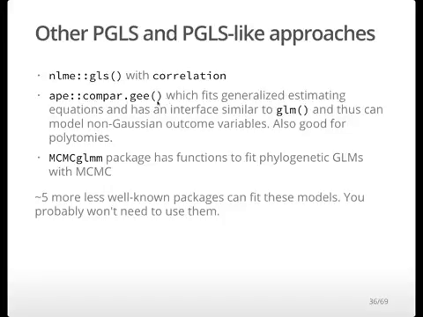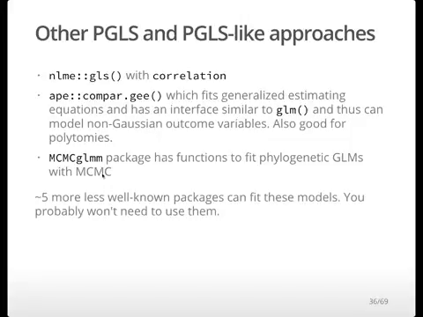There's a thing called generalized estimating equations, which I have not talked about in this class. But in the ape package, there's compar.gee, which does this. It does these for phylogenetic models. It's a lot like a GLM, like generalized linear models. So this is one way that you can do non-Gaussian outcome variables, particularly logistic regression. This is the way you would do logistic.